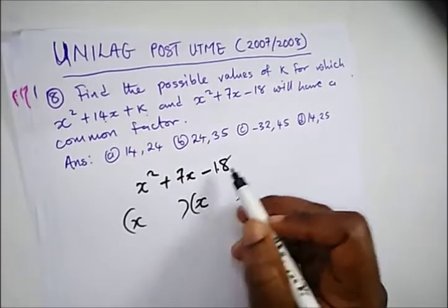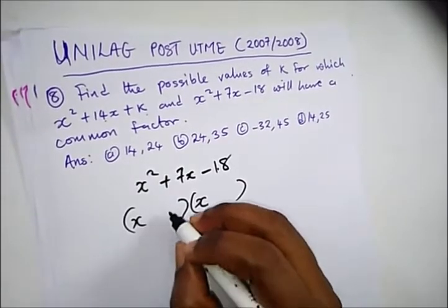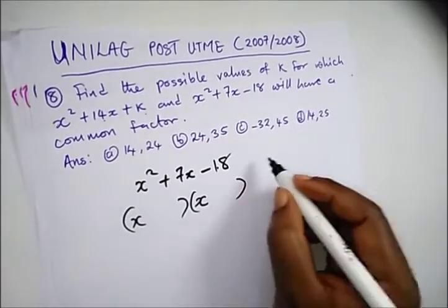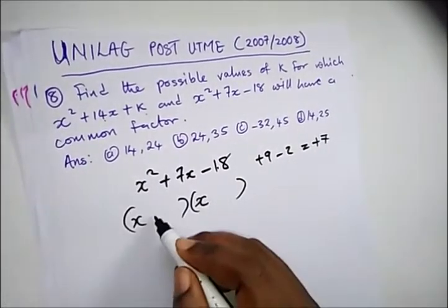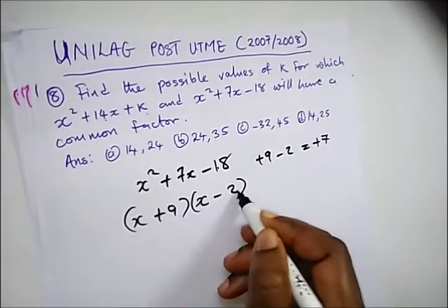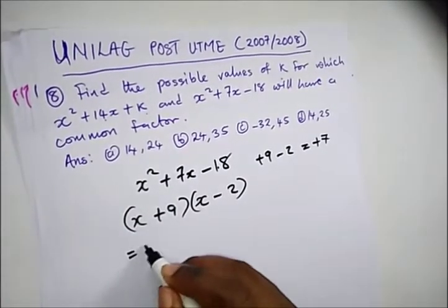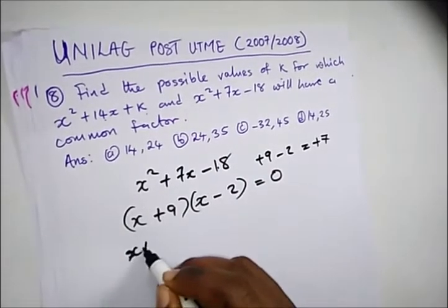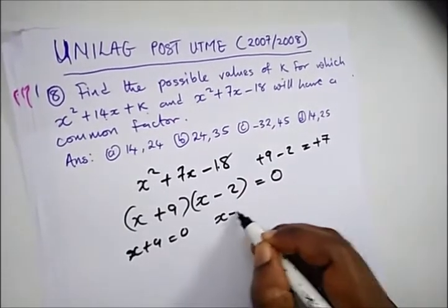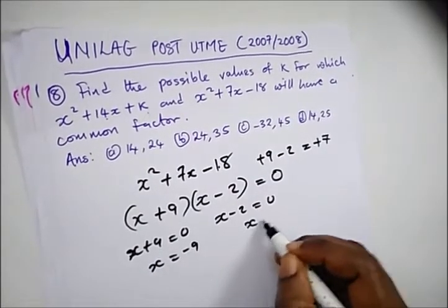It's simply 9 and 2. So it will be plus 9 minus 2. When you do plus 9 minus 2, you have a plus 7. So here we have plus 9 minus 2, and everything is equal to 0. So x plus 9 equal to 0, and x minus 2 equal to 0. So this is x equal to minus 9 and x equal to 2.